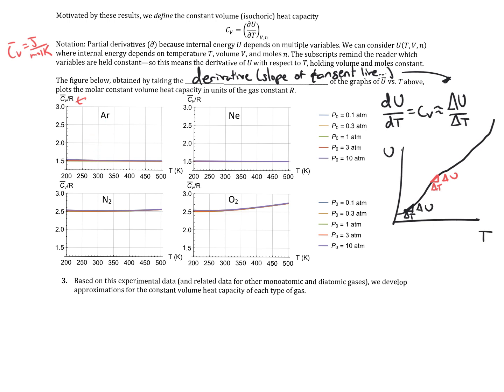So we see that for Ar, the slope is about 1.5 times R. So the CV bar is about 1.5 times R. For neon, it's exactly 1.5 R, no matter what the pressure is. Similarly for nitrogen, we see a little bit of slope, but it's basically exactly 2.5 times R for the molar constant volume heat capacity.